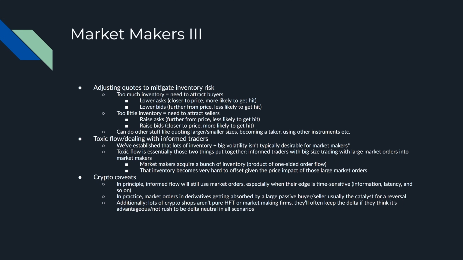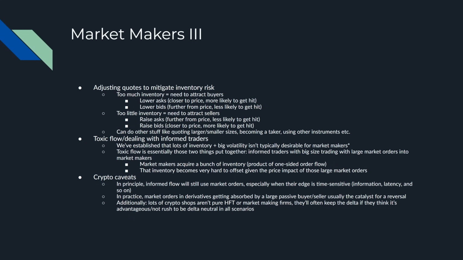And that's kind of the first caveat. In principle, informed flow will still use market orders, especially when their edge is time sensitive. That's information, latency, and so on. In practice, what you'll see if you look at derivatives order flow, market orders in derivatives getting absorbed by a large passive buyer or seller is usually the catalyst for a reversal. That may seem somewhat contradictory, but it does make sense.